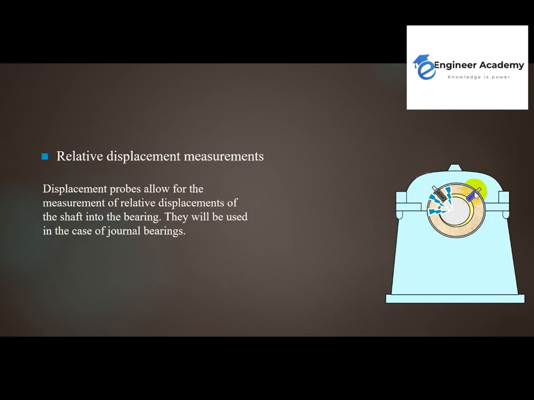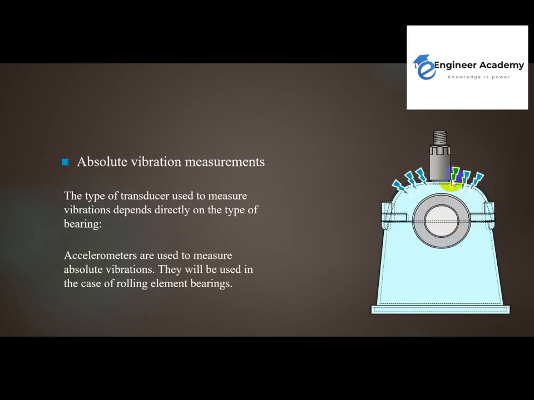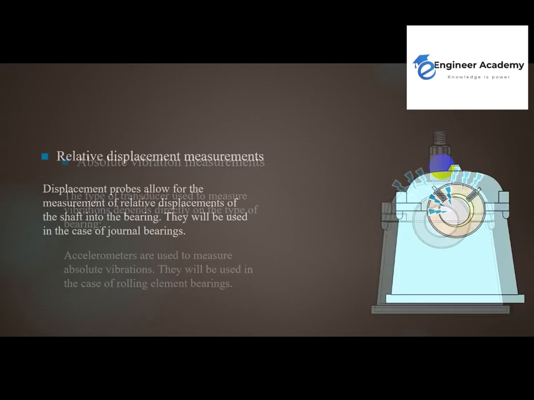In this case, we consider the housing as a reference point, like zero. It's not moving for these sensors, but the measured vibration is only the shaft vibration, not the whole body vibration. That's why sometimes we need to measure both relative vibration and the overall or absolute vibration, because each one of them can give me an indication about certain defects.